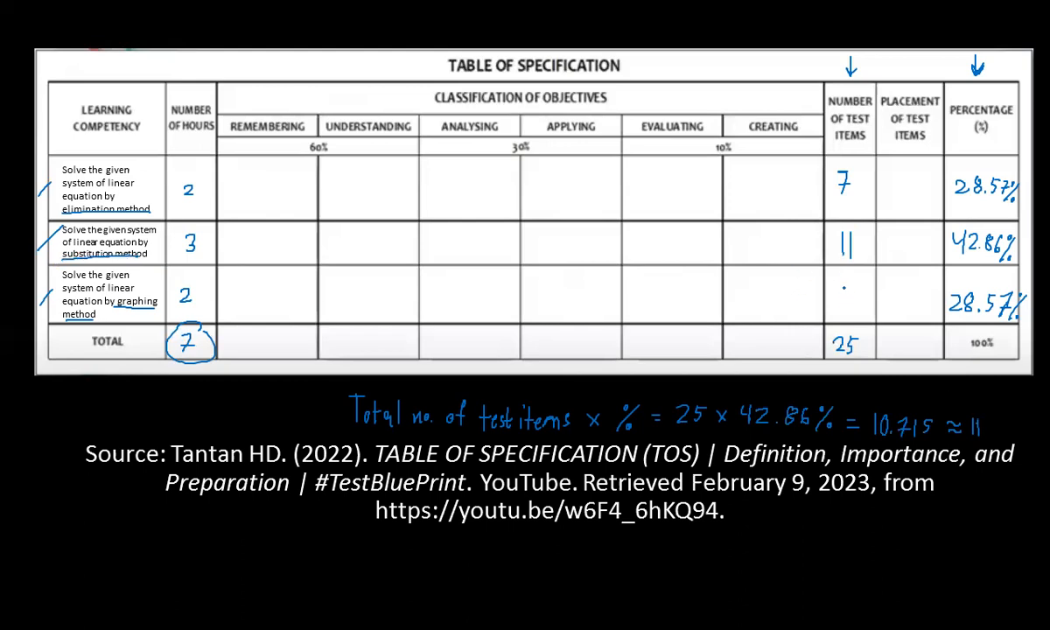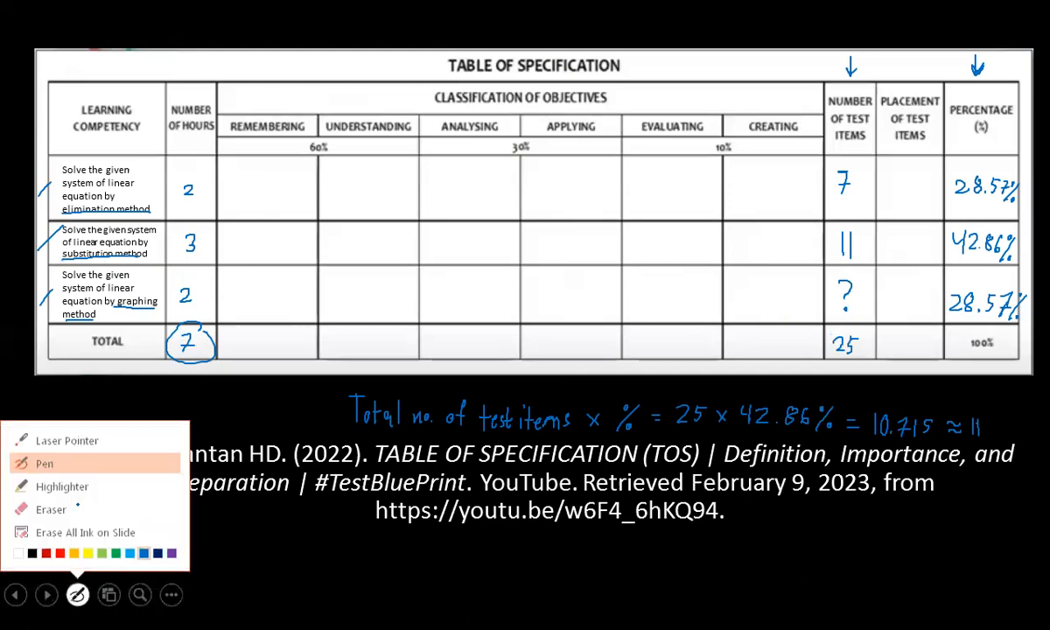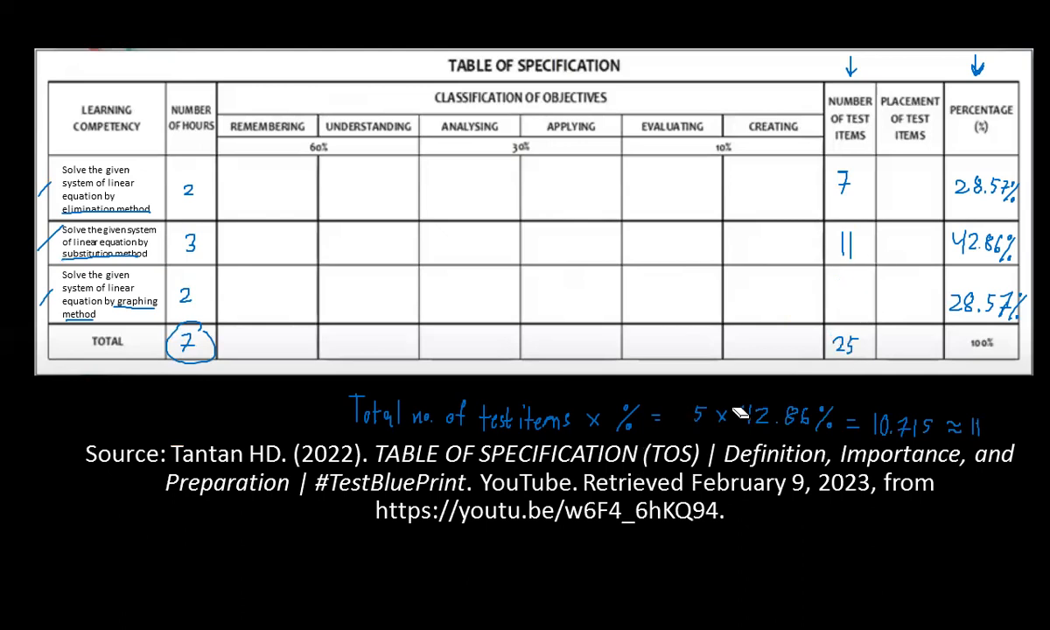Now, can you do the same thing here dito? Okay, dito sa third learning competency. Hanapin nyo nga to. So, kapag nahanap nyo na, ang sagot dito, nakaburahin ko lang ito. Ang sagot dito ay 7. So, magkaparehas sila ng first learning competency. Okay, so the answer here is 7. Okay. So, once again, paano ko makuha yung number of test items kada learning competency is basically get the total number of test items tapos i-multiply mo ng kanilang percentage. So that's how you get it.